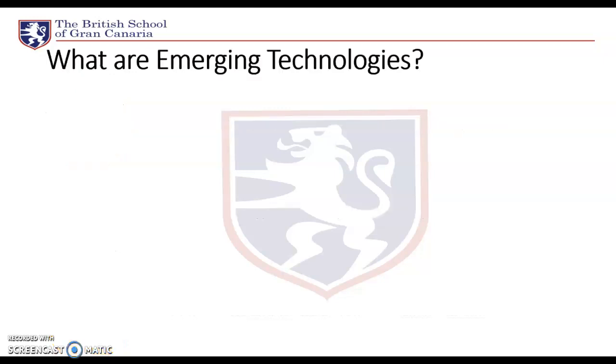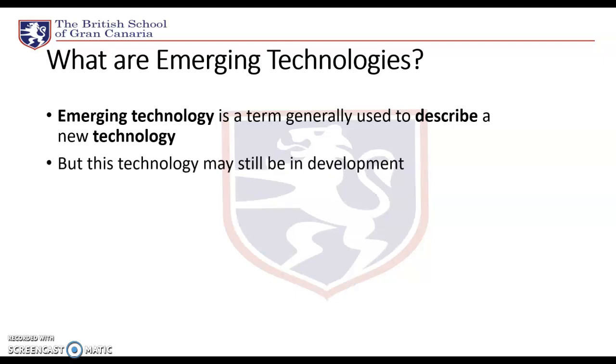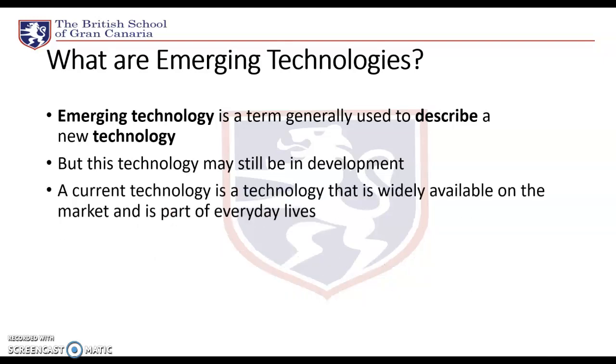So what are emerging technologies? Well, emerging technologies is a term generally used to describe simply a new technology. But this technology may still be in development. So it may be available, but it could be very expensive, not widely available, because it's still developing and getting better. So it might be one of those things that you look at and say, oh yes, in 2 years, that will be amazing.